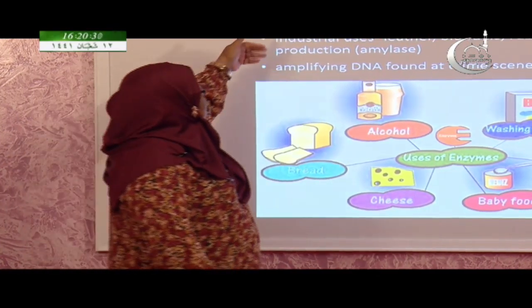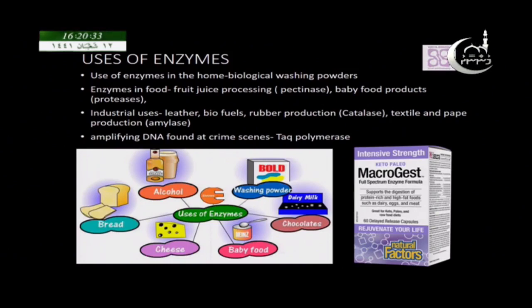It is used in the food industry, even for baby food products. Enzymes are also used for leather, biofuels, rubber production, textile and paper production. Catalase is an enzyme. Most of all, Taq polymerase is used for amplifying DNA found in crime scenes. You can see from this diagram, enzymes are used in the production of alcohol when it undergoes fermentation. They are also used in the production of bread by yeast. Yeast releases enzymes which help to develop the carbon dioxide which makes the flour rise, and in the production of cheese and baby food. These are all applications of enzymes.